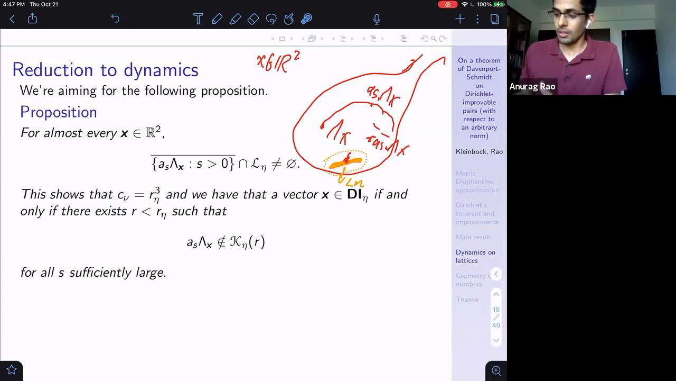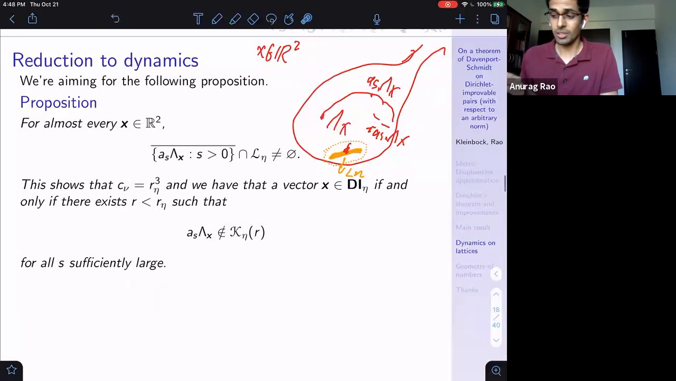Then we have the perfect correspondence once we show this: x is directly improvable if and only if eventually the orbit avoids some neighborhood of L eta. So the direct improvability now has this perfect equivalence in terms of flows on the space of lattices. Okay, so questions about what the theorem is saying?